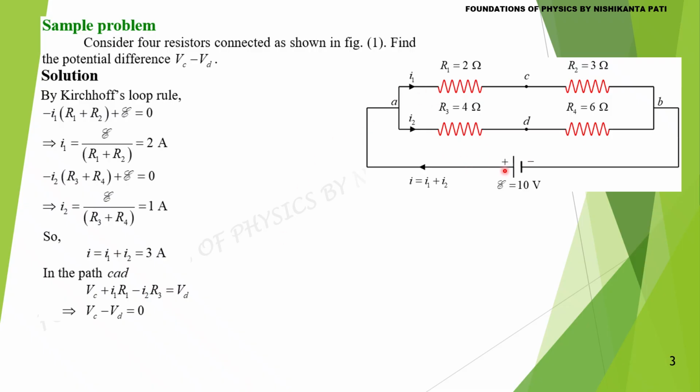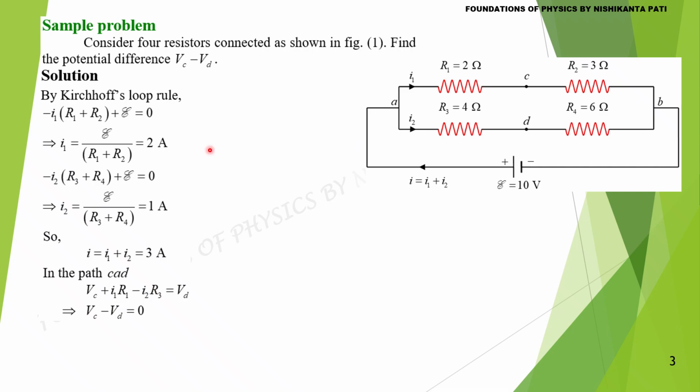Let the current I flow, let the current I1 flow, let the current I2 flow. So by Kirchhoff's first law, I is equal to I1 plus I2. Applying Kirchhoff's second law to this loop, minus I1 R1 minus I1 R2 plus EMF equal to 0. So I1 is 2 ampere.